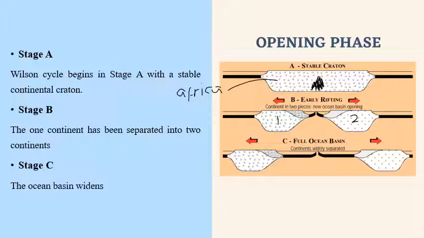And finally, it splits into two pieces as in stage B here. From that we're going to create a low spot here. This is the low spot. Then the one continent has been separated into two continents, east and west, and a new ocean basin. The ocean basin in this stage is comparable to the Red Sea today. We name it today as the Red Sea.